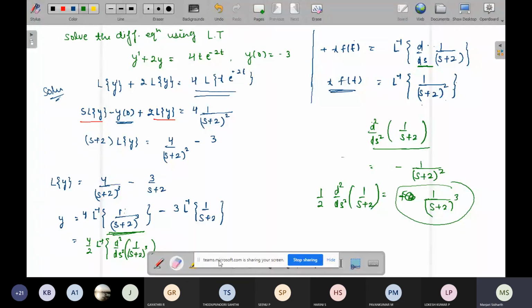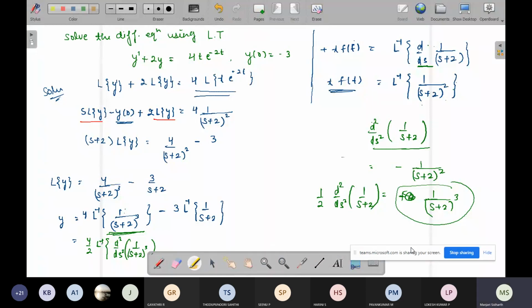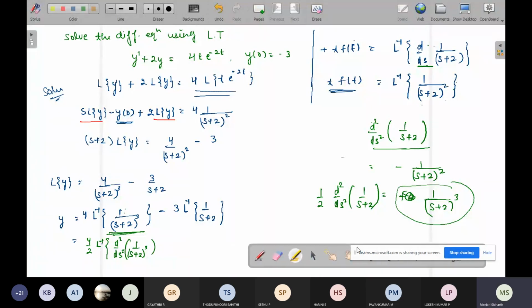And this and this minus, simply you can write 3 into e power minus 2t. Now this is nothing but second order derivative, right? So second order derivative means it would have been multiplied.